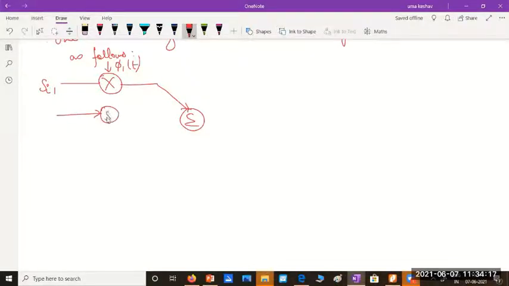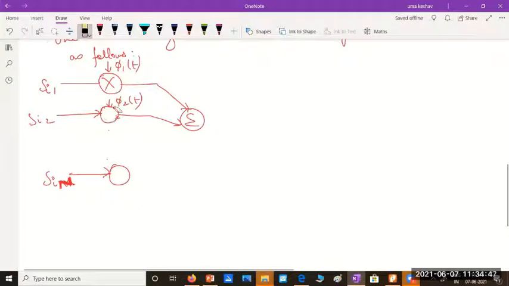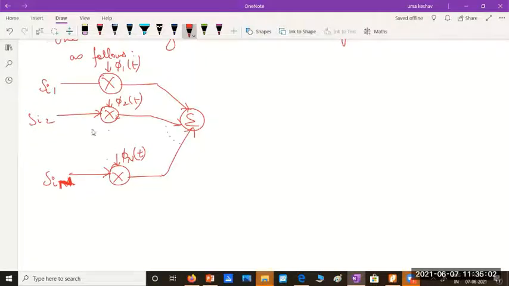Similarly, Si2 gets multiplied with phi2 of t and it gets added. And so on, Sij where J is 1 to n, so Sin gets multiplied with the orthonormal basis function phi n of t, and it appears in the final adder. So this combination signal would be Si of t.